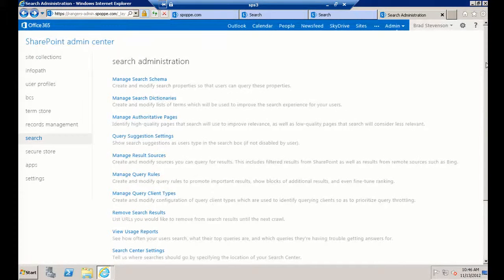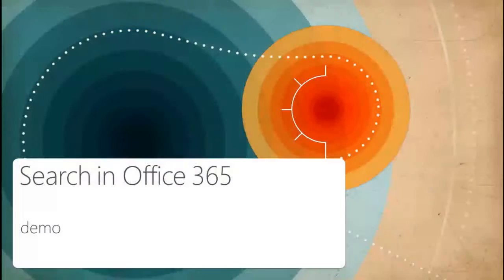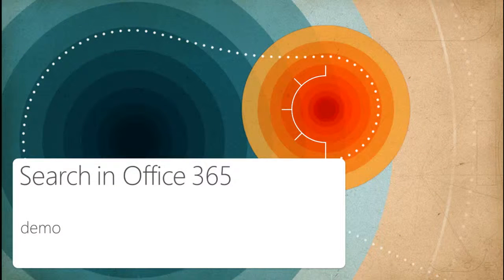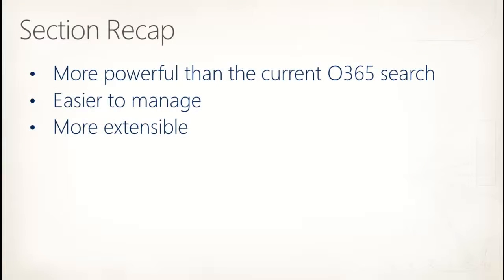So that's a whirlwind tour of the tenant administration side of things. As I mentioned earlier, you can manage search settings at the tenant level, the site collection level, and the site level. So you can do basically these same things at the location that makes sense for your users or for your particular project. If we switch back to the slides, that's a quick tour.